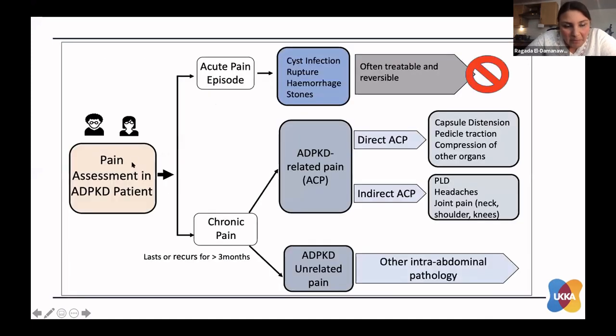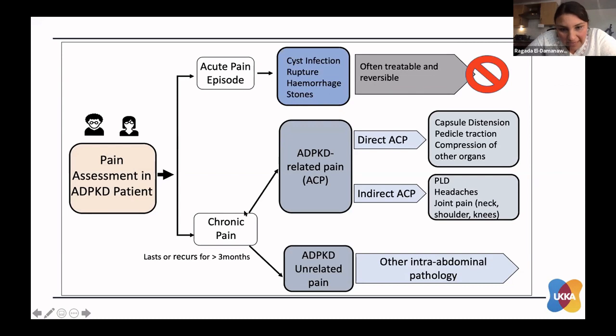Whenever we think about pain in polycystic kidney disease, you can think about the acute pain episodes, and these are triggered by a specific event. In theory, once this event is treated, the pain should stop. This is not always the case. Sometimes we think that there are aberrant nerve pathways that become stimulated and continue to be stimulated even after this reversible cause has gone away. And that means that patients can then develop chronic pain after an acute event.